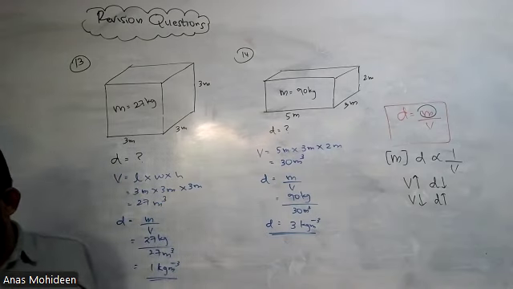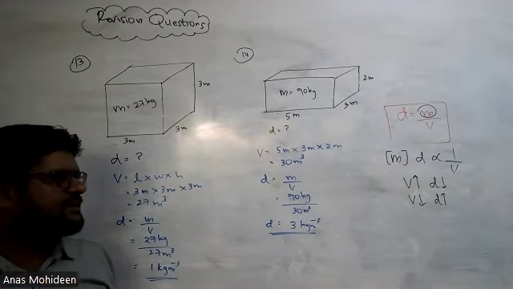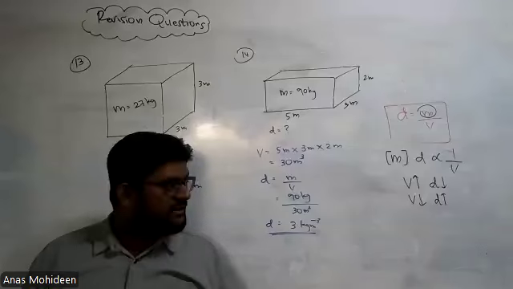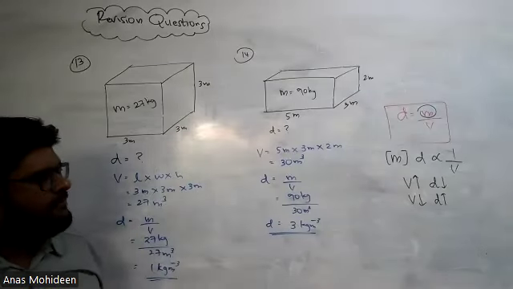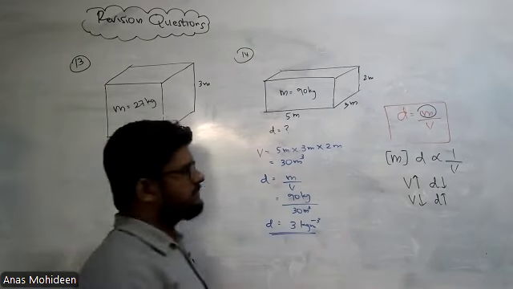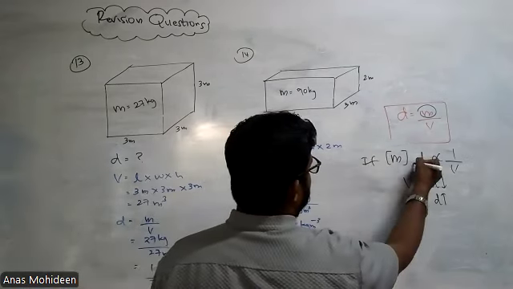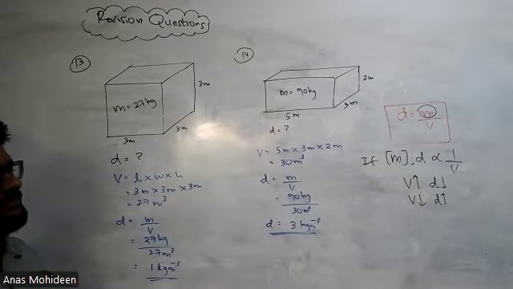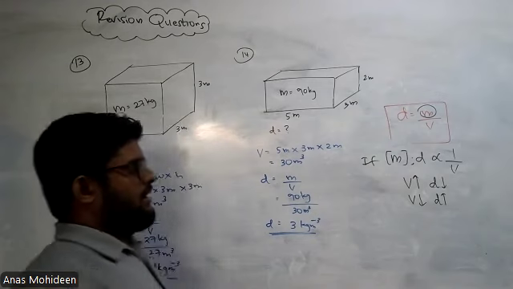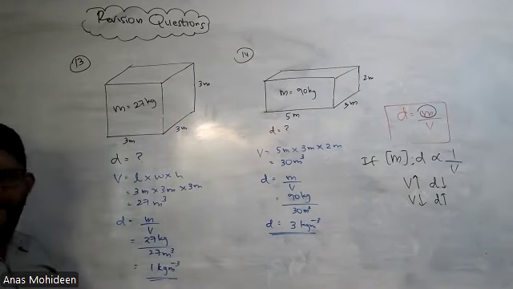Correct? Why? 12, 10, 8, 6. So 6 cubic meters is the lowest. So you don't need to calculate that. Apply this. Understand that point? Write this down. If M is constant, D is inversely proportional to volume. Density high means volume must be low.